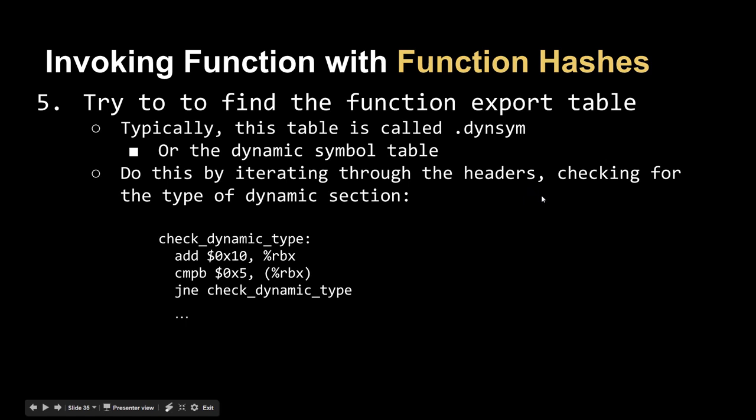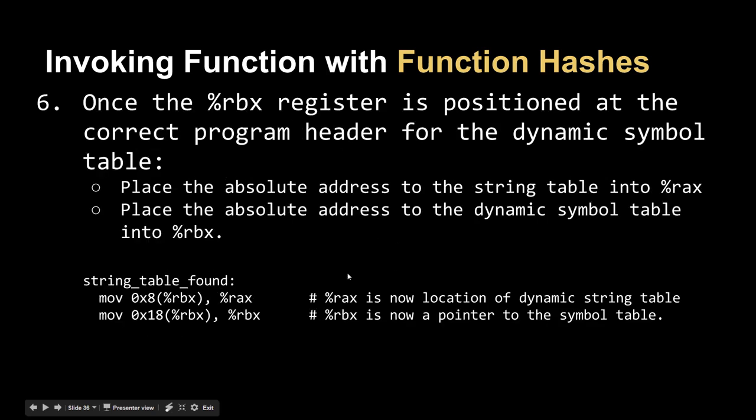Now, the headers are going to be simply a table, and one of the columns in the table is type. And it's pretty well known that the type for a function export table in a dynamic header table or a dynamic symbol table is 5. And so what this does is it keeps iterating one row at a time, checking for an entry in the dynsym table for a type that is 5. And once it's equal, it will continue on, and that brings us to step 6.